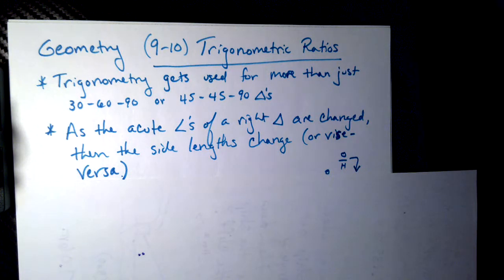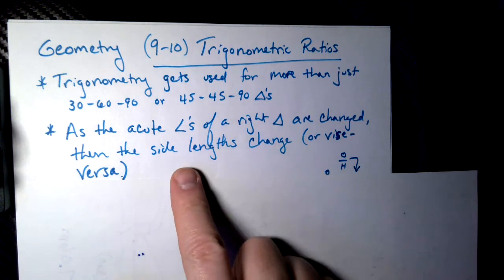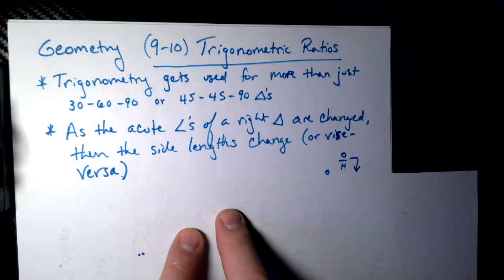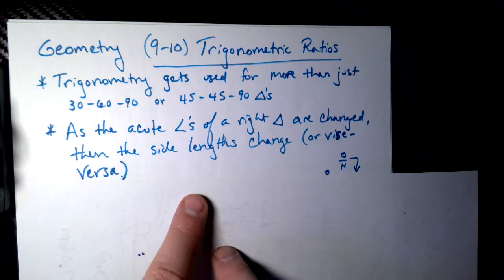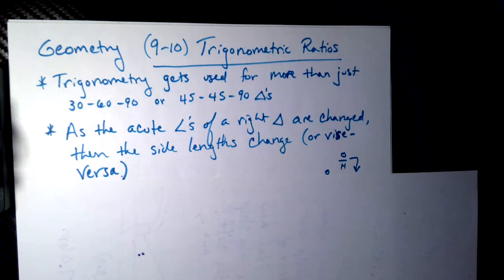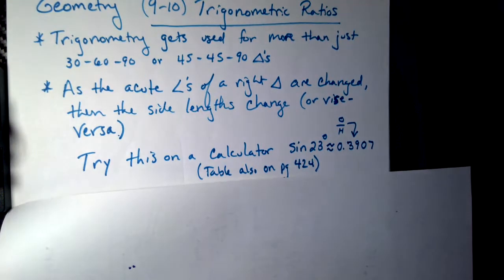Think of a right triangle, and as the acute angles, there's going to be one right angle and then two acute angles. As the acute angles change their sizes, then the sides of the triangle have to change, or vice versa. If I change the lengths of the three sides of the triangle, well, then the angles will have to change accordingly. That relationship between what size the angles are and how long the sides are, that is trigonometry. That is what it's all about. All right, so try this on a calculator.